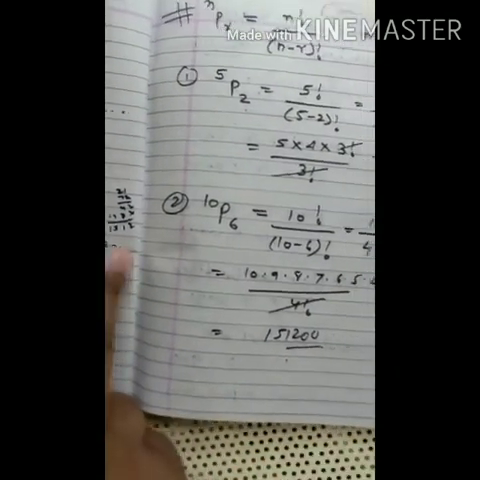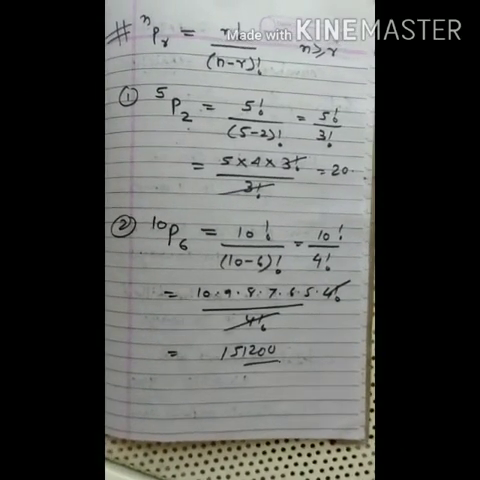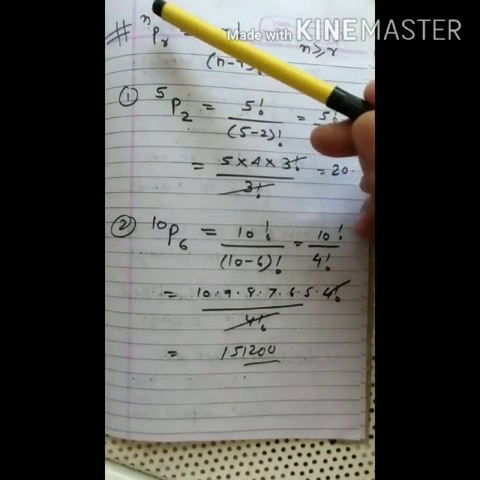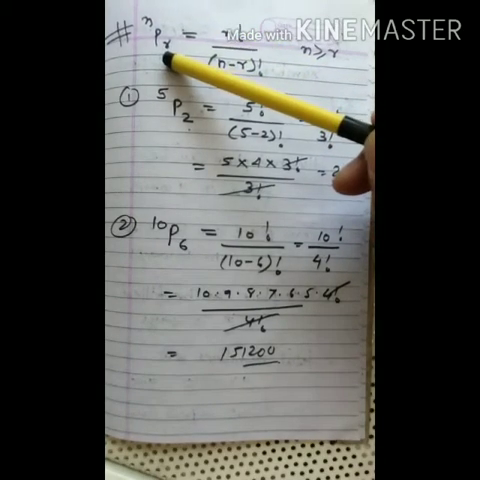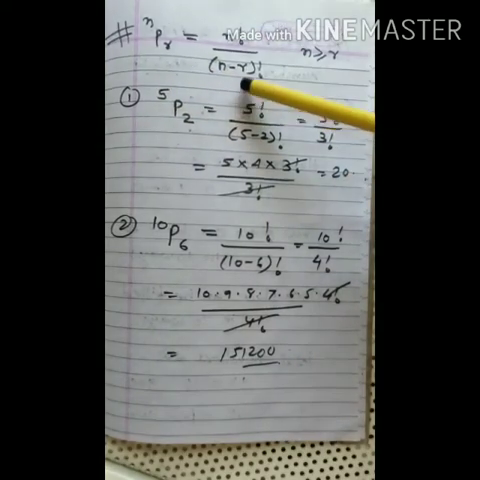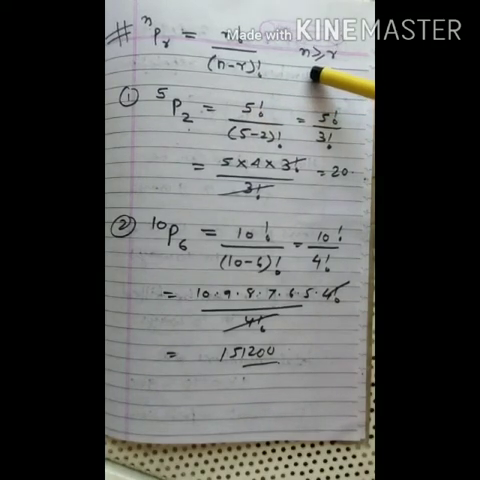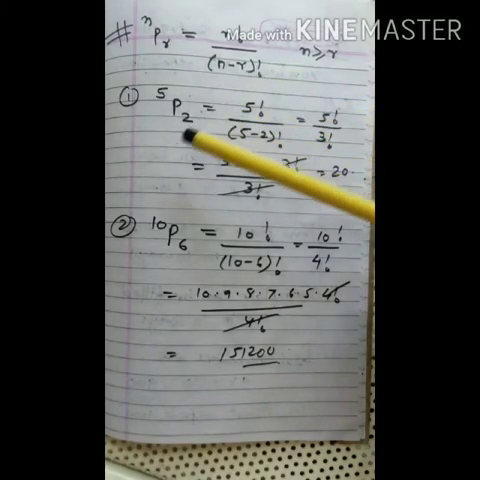Now take the next example. There are a total of n objects, out of which we have to arrange r at a time. This can be done by n factorial upon n minus r factorial, where n is always greater than or equal to r. Now this formula can be explained by some examples.